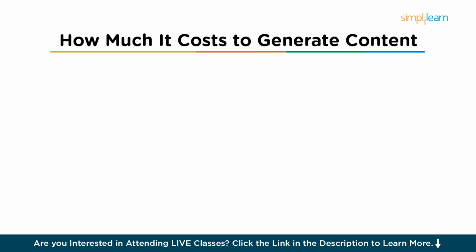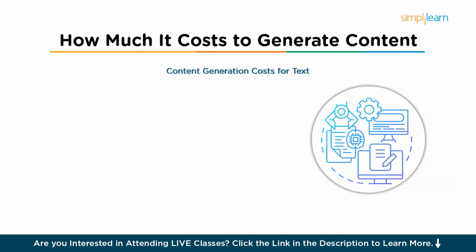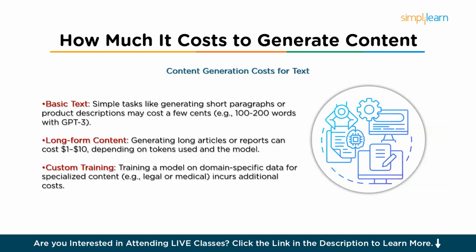So the cost of generating content with AI depends on several factors, including the complexity of the content, the type of model used, and the pricing structure. So here's an overview. First, let's see content generation costs for text. Basic text, like short form. For simple tasks like generating short paragraphs, product descriptions, or emails, AI models may cost only a few cents per output. So for example, generating 100 to 200 words using a model like GPT-3 could cost you a few cents.